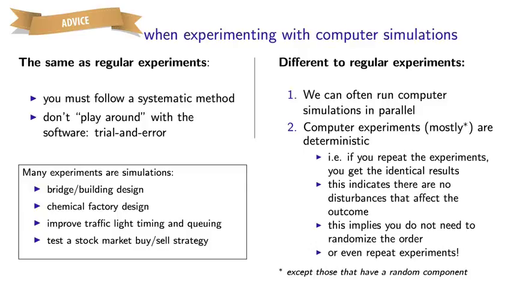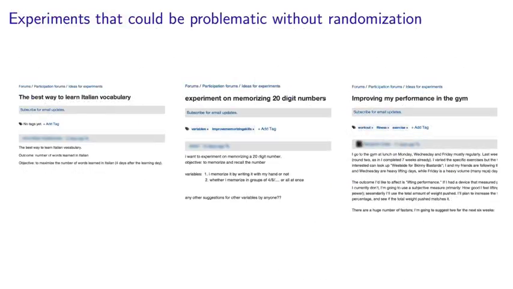If you repeat the computer experiment today, tomorrow, or next week, you should be obtaining the same result. So you must randomize your experiments if you are not running your experiments in a very controlled environment like a computer simulation. In the discussion forums, a number of you have proposed experimental designs that might be confounded by disturbances if you don't randomize the trials.